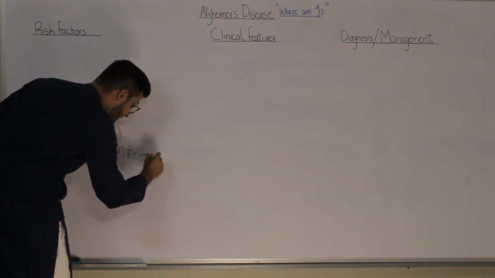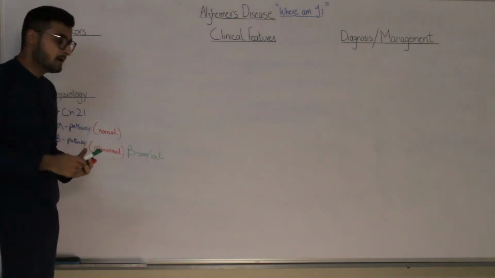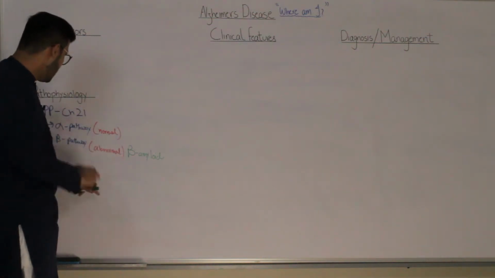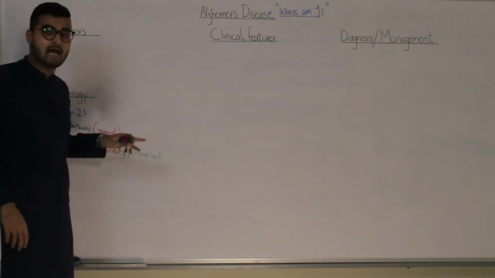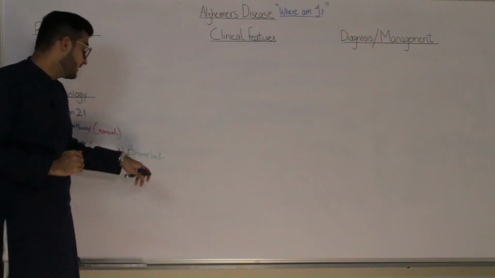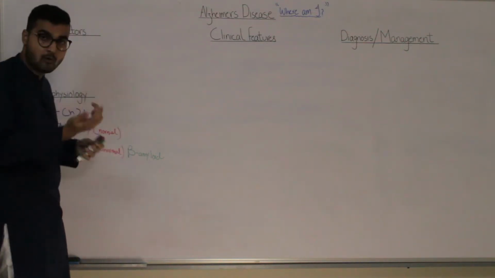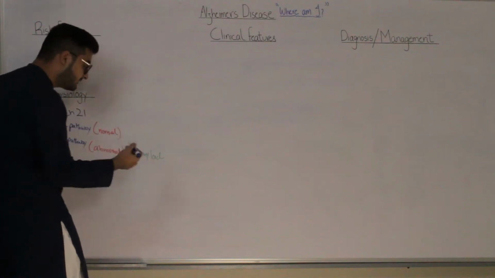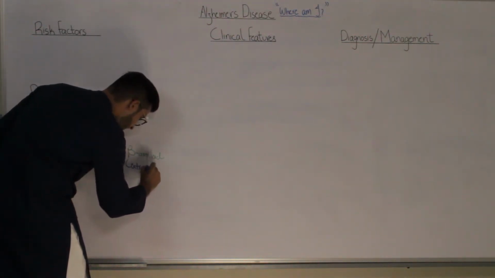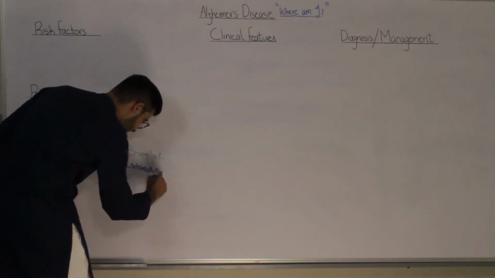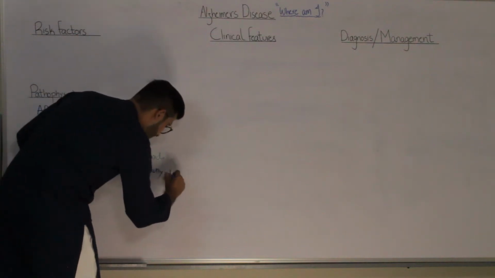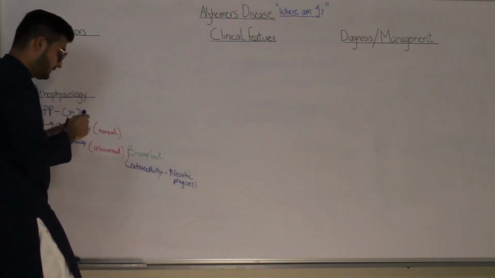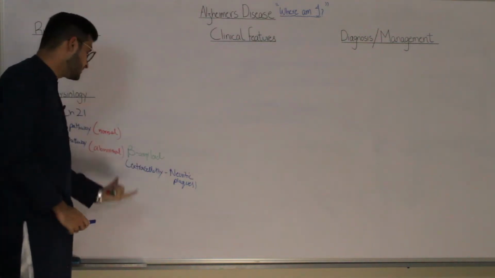Now this beta amyloid starts accumulating inside your brain. How does it accumulate? Due to beta cleavage, you end up having beta amyloid, and this beta amyloid is now going to start accumulating inside the person's brain. It's going to accumulate extracellularly inside your brain, and it gives rise to neuritic plaques. So what are neuritic plaques? It's basically extracellular deposition of beta amyloid.